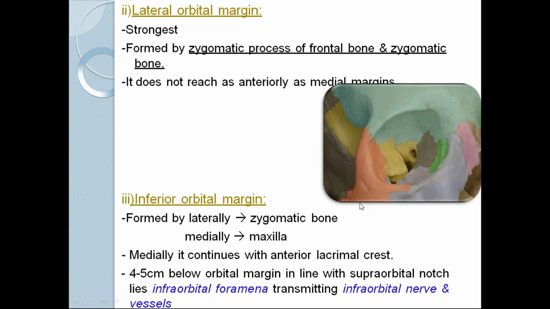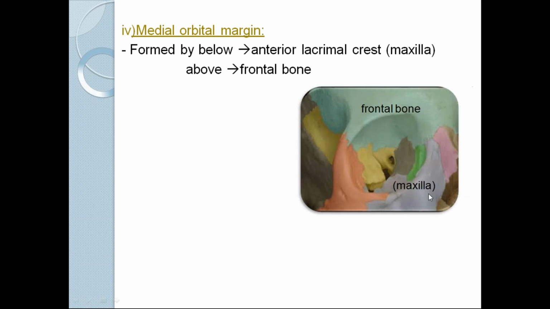Now the inferior orbital margin. Laterally it is formed by part of the zygomatic bone and medially by the maxilla bone. And this maxilla medially is continuous as the anterior lacrimal crest. And then what do you have beneath this? In this picture it is not visible. Beneath this, within the maxillary bone, you have the infraorbital foramen which transmits the infraorbital nerve.